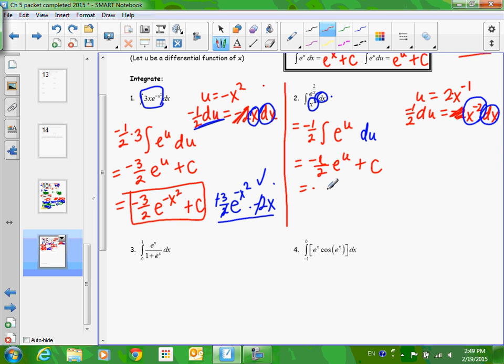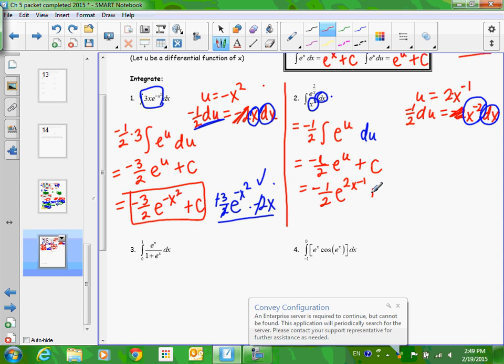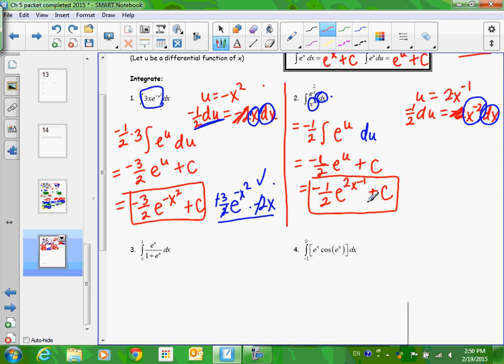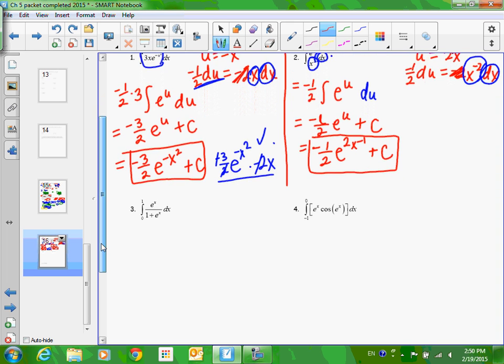Okay, so then my final answer is negative 1/2 e to the power of not u, but 2x to the negative 1. It would be totally fine here if you wanted to write that as 2 over x, like how it was in the original problem. That's fine. It's also fine the way I've written it here. And we could check this by taking the derivative.